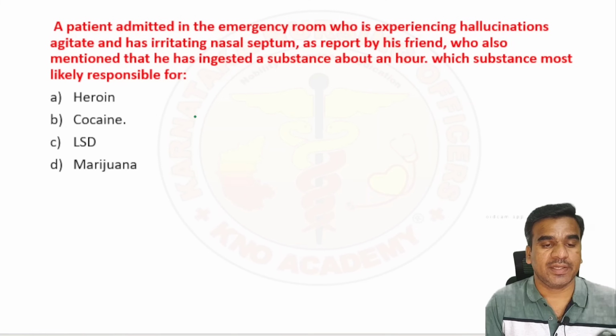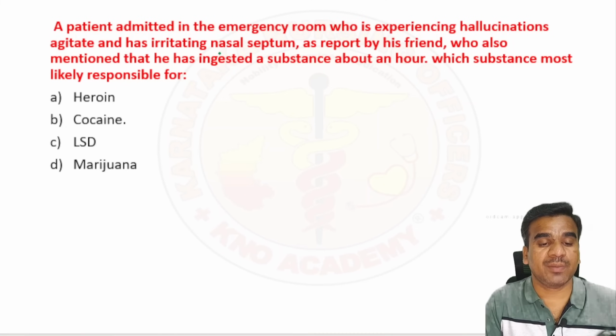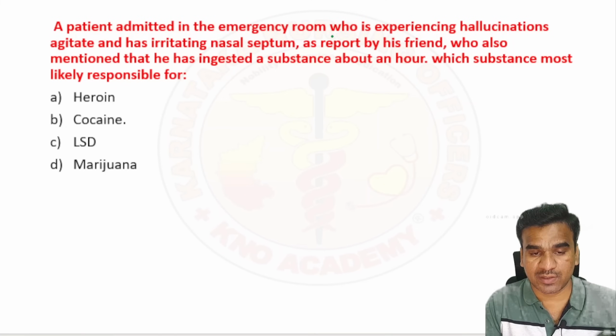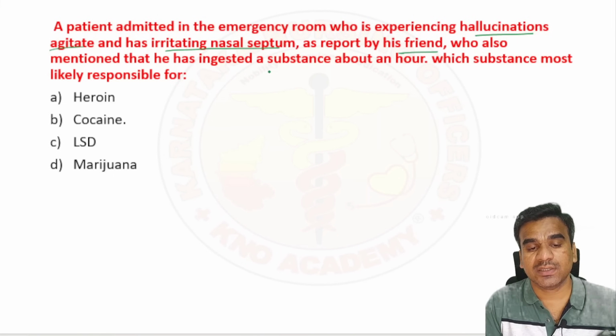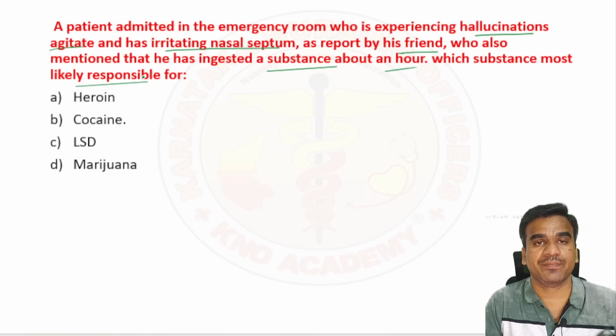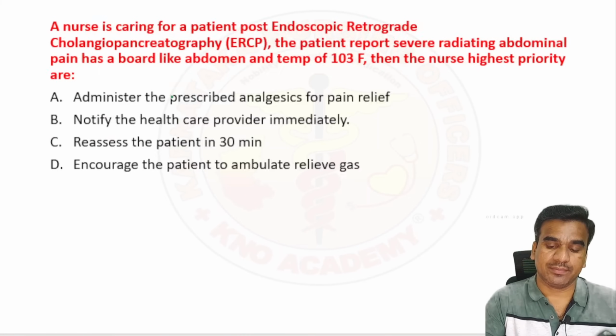The next question is, a patient admitted in the emergency room is experiencing hallucinations, is agitated and has an irritated nasal septum, as reported by his friend, who also mentioned that he ingested some substance just 1 hour ago. Which substance is most likely responsible for this? So the right answer is cocaine. It can be linked to the agitation, irritated nasal septum, everything.